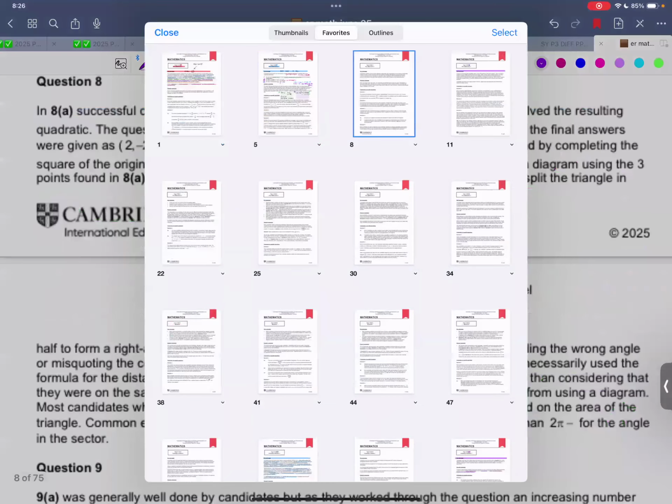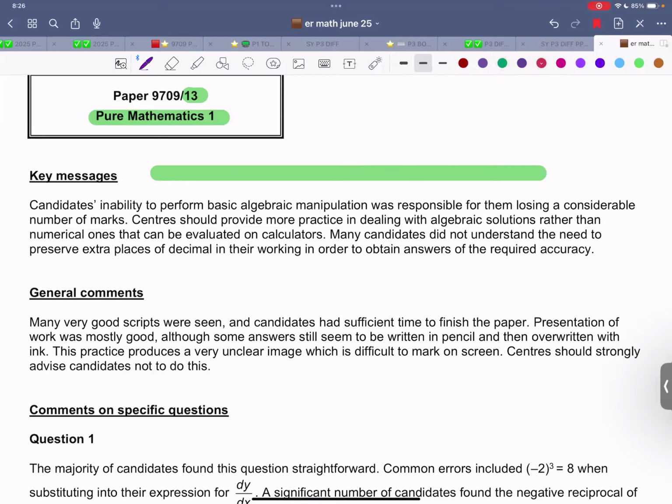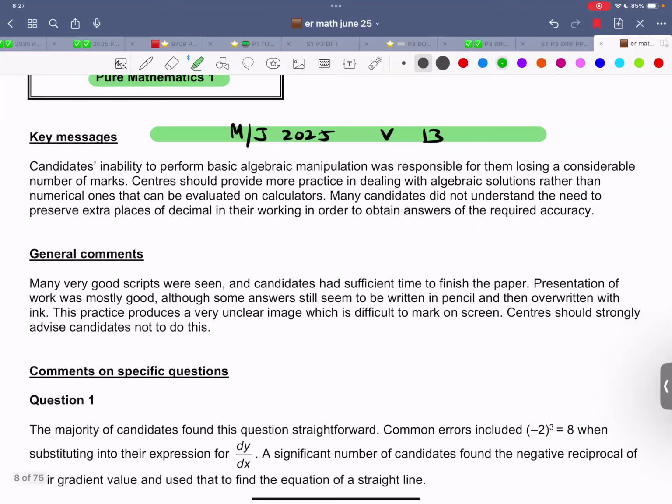Let me move to the third one. What is happening in the third one? In the third one, Pure Maths 1, variant 1.3. Let me write over here. Let's see if there is anything special. So May, June 2025, variant 1.3. Over here, let me focus on this.